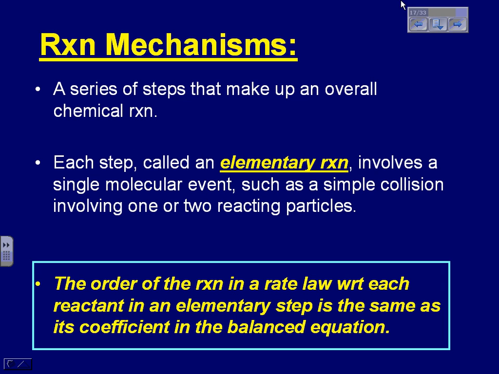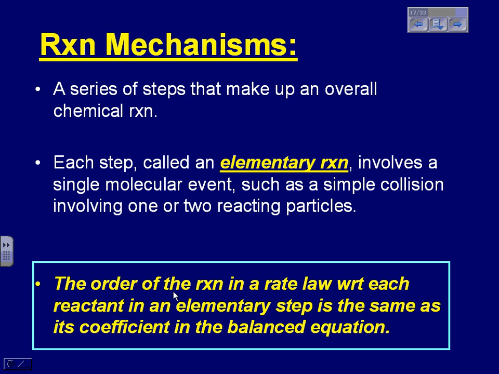So let's get some definitions here. A reaction mechanism is a series of steps that makes up an overall chemical reaction. Most chemical reactions don't just take place in one shot; there are subsequent smaller steps that overall result in what we perceive as the overall chemical reaction. Each step is called an elementary step. Elementary means simple, right? So it's an elementary step involving single molecular events, very simple collisions involving one or two reacting particles.